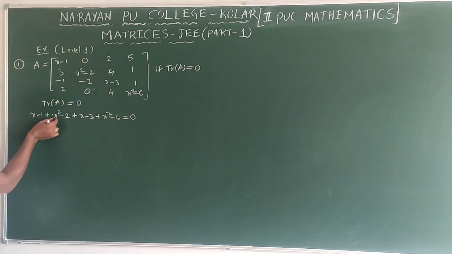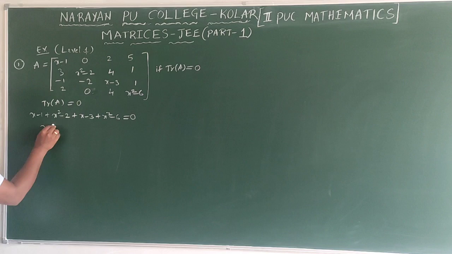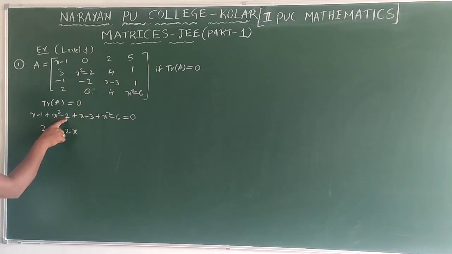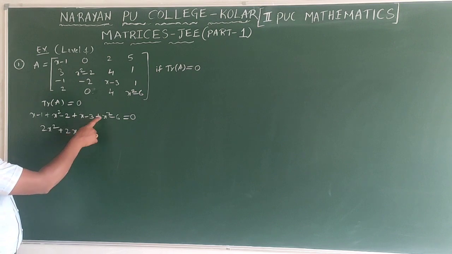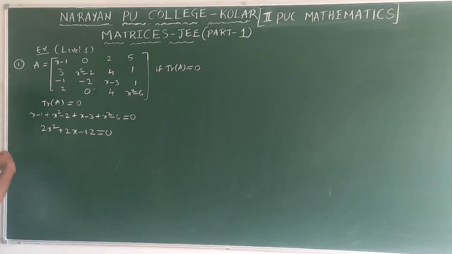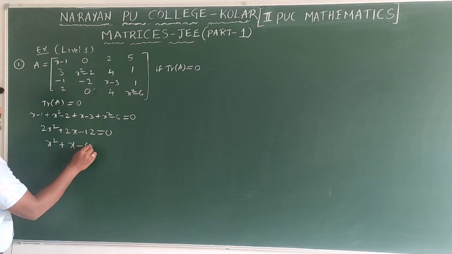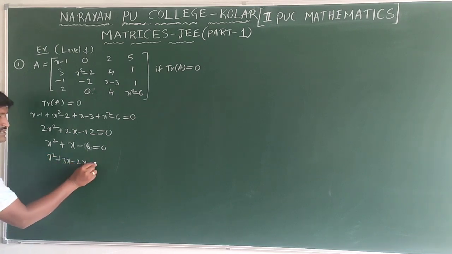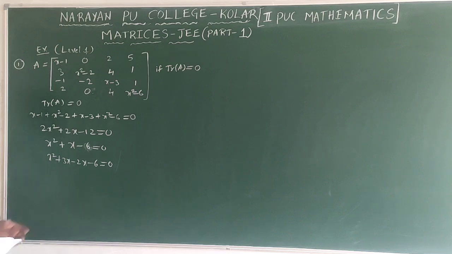Now the square terms: x square plus x square, 2x square. The x terms: x plus x, 2x. And what are the constants? Minus 1, minus 2, minus 3, minus 6, which is minus 12, equal to 0. If you take 2 as a common factor, what remains? x square plus x minus 6 equal to 0. For minus 6, what factors can we take? Plus 3x minus 2x, minus 6 equal to 0. Reason: the sum will be plus x, and the product will be the required minus 6.